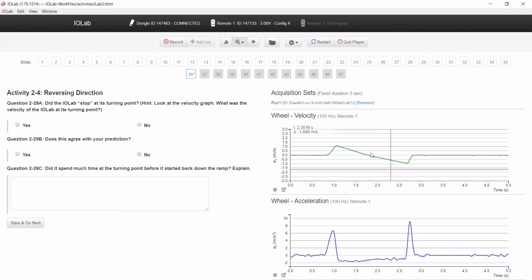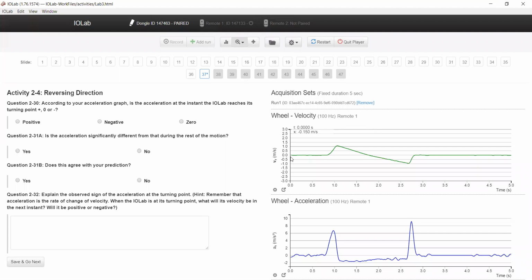So was the velocity zero? Based on that we can answer this. Did this agree with your prediction? Did it spend much time at the turning point before it started to back down? So how long was the velocity zero? It's kind of asking that. Did it spend a longer time or just a quick time? Okay, go ahead, answer the questions in your own words and click save and go next.